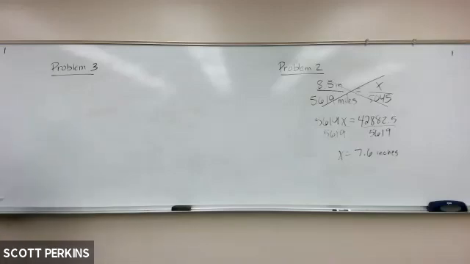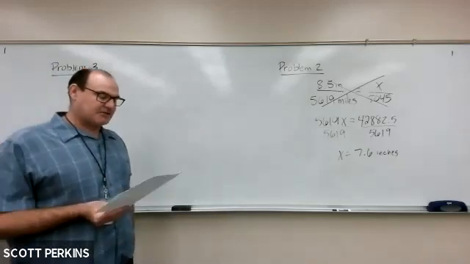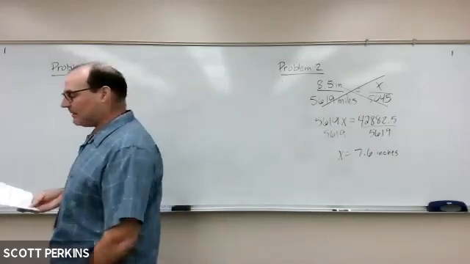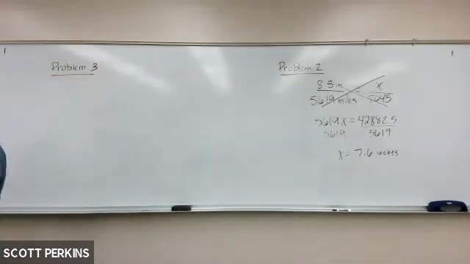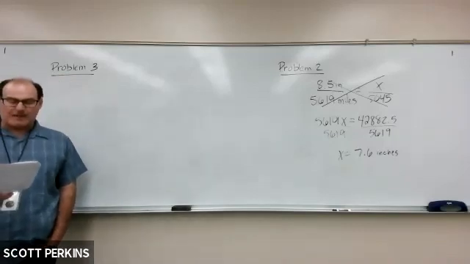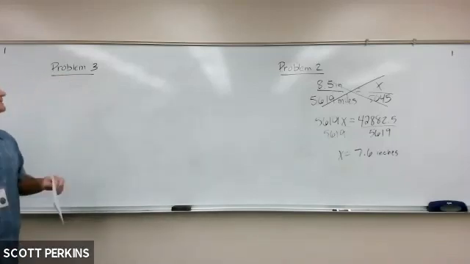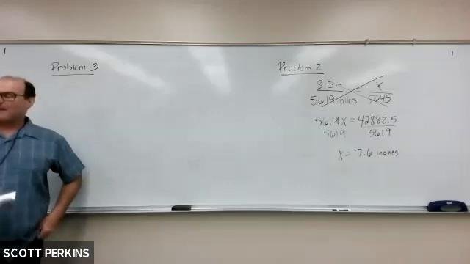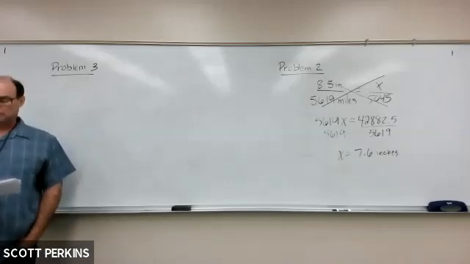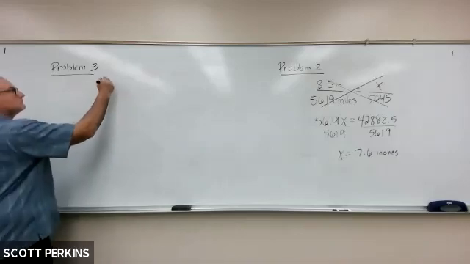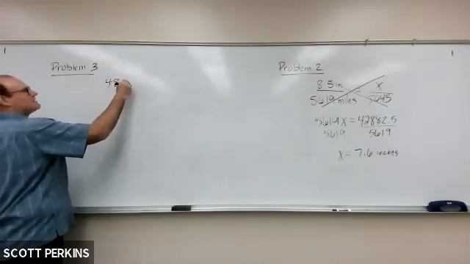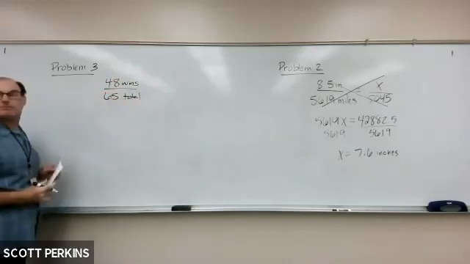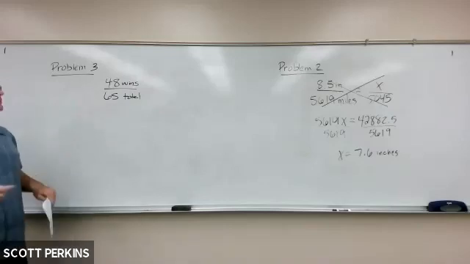So for problem 3, it says at one point in the 2013-14 NBA season, the Indiana Pacers had won 48 of their 65 games. If they continued to win at the same fraction of their games, how many games would the Pacers win for an 82-game season? Okay, so we want to make a projection on where we think they're going to end up. So what's the information that I know? What's the rate? Okay, 48 wins over 65 total games. Great. 48 out of 65.